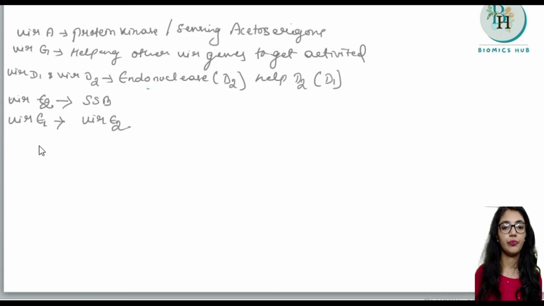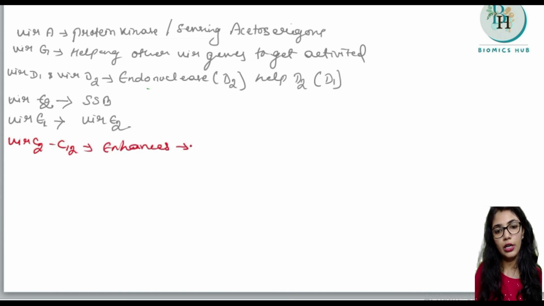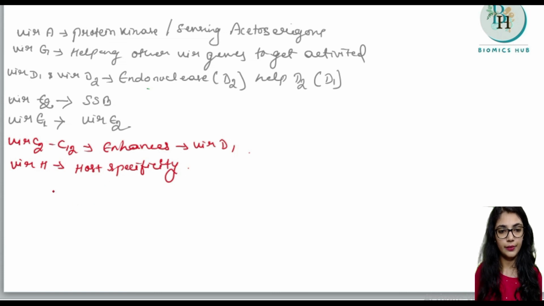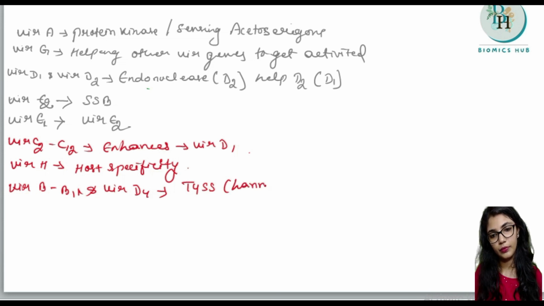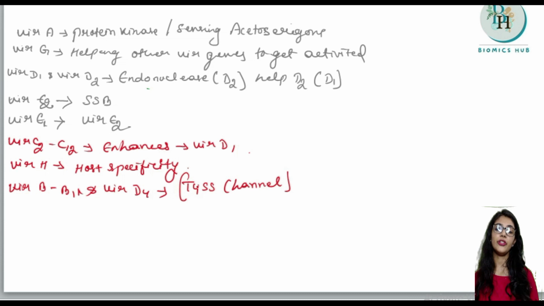Now the work of Vir C1, Vir C2 to C12. What does it do? It enhances the work of Vir D1. Next is Vir H. Vir H is host specificity. Okay. Now the last is Vir B1 to B11 and Vir D4. The work is the T4 secretion channel. These are responsible for the formation of the T4 secretion channel.